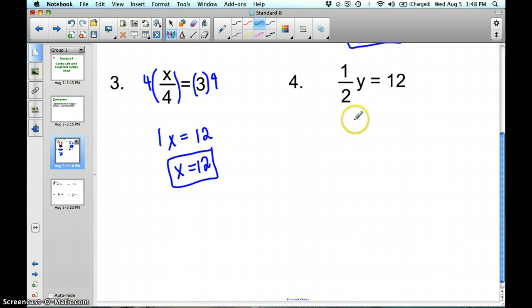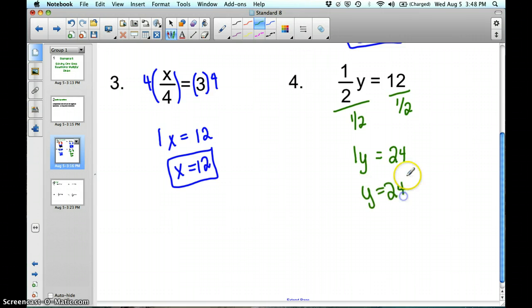Alright, and then looking at number 4, if I have 1/2 times y equals 12, in order to get rid of multiplication, I can divide on both sides. So I can divide by 1/2 on both sides. Okay? 1/2 divided by 1/2 is going to cancel out to give me 1. So I'm going to have 1y. And then 12 divided by 1/2 is going to give me 24. So my answer would be y equals 24.